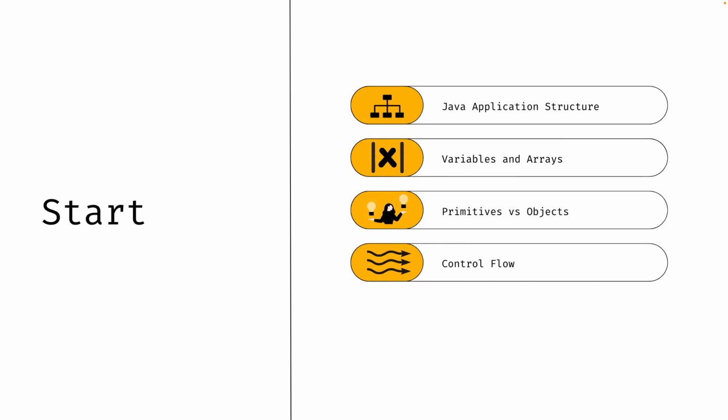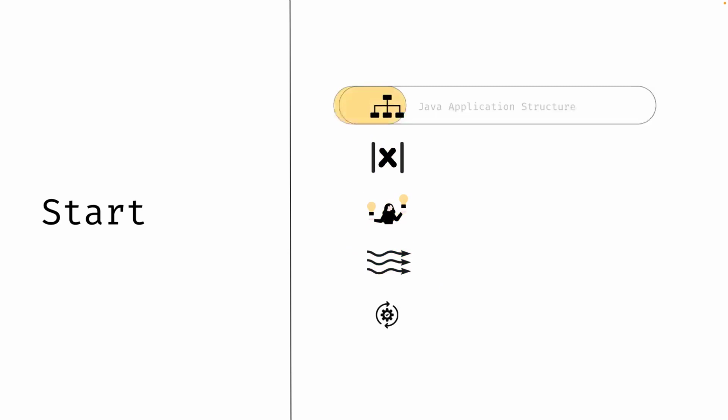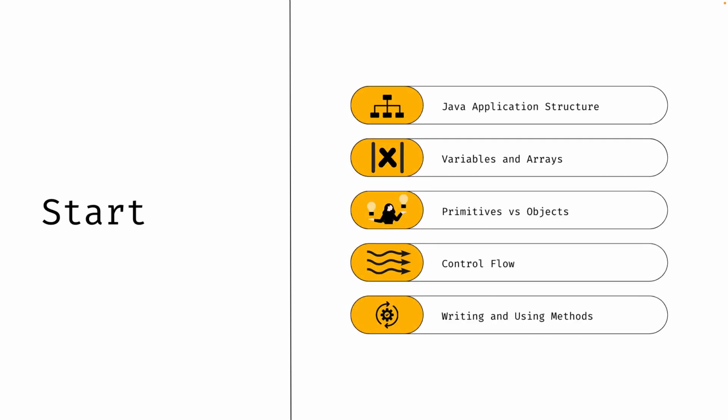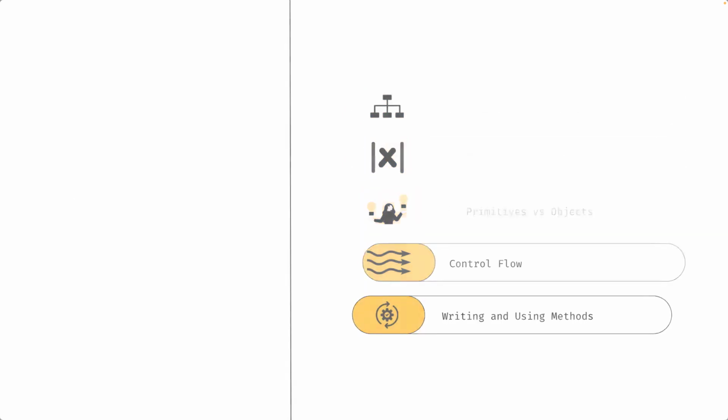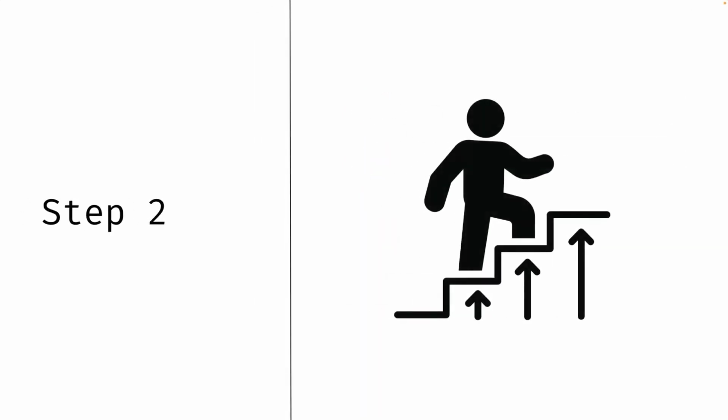After this, we're going to add more logic and be able to do some control flow of our code. And then we'll see how we can write and use methods. Once we have the basics down, you are ready for step 2.